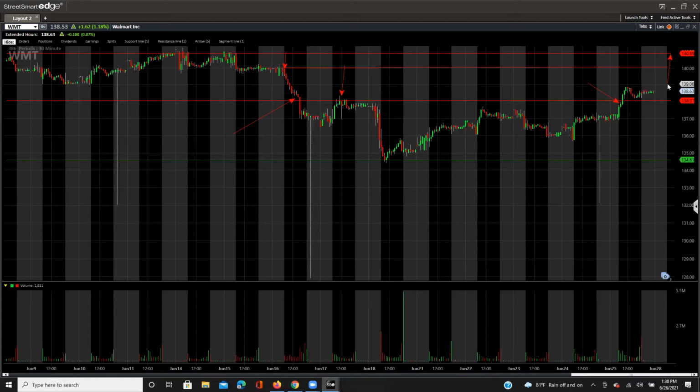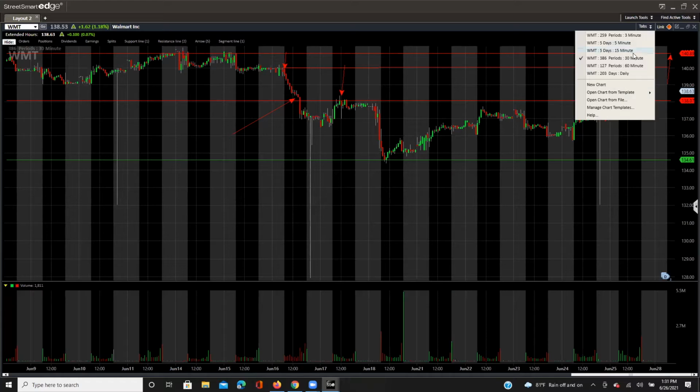And now, once price gets above 139, we could expect it to face some challenges at these levels, at the 140.17, which is where it broke down. And if it manages to get above there, then we have a trade up to 148. Now, we're looking at this on a 30-minute time frame.